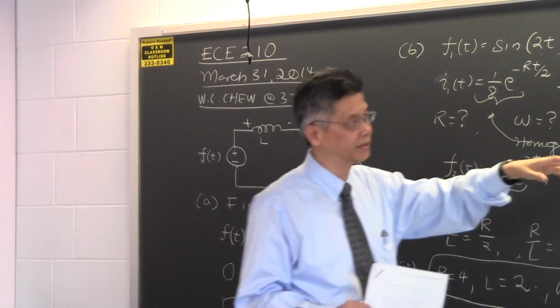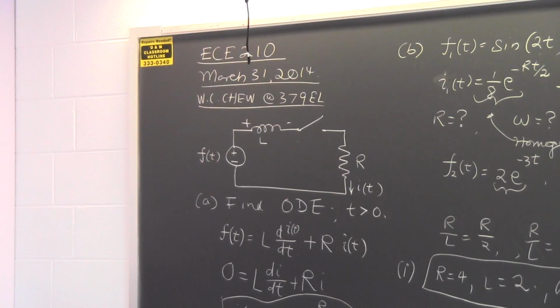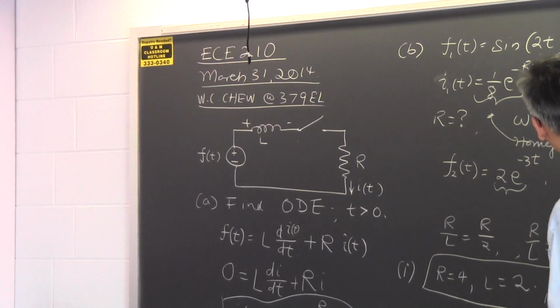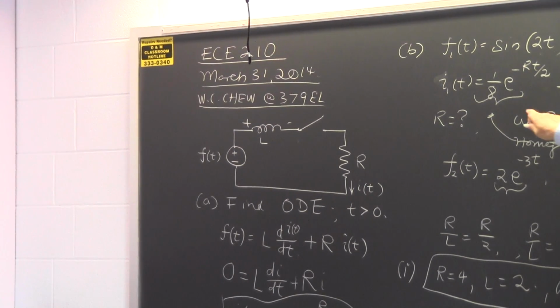So when there's no input, the homogeneous solution is not excited at all. In both of these two cases, the homogeneous solution is excited because of the initial condition. This initial condition, and also this initial condition, I1 of 0 equal to 0, requires the homogeneous solution to be there. But when there's no input, this initial condition requires the homogeneous solution to be 0. So the zero input response is identically equal to 0.